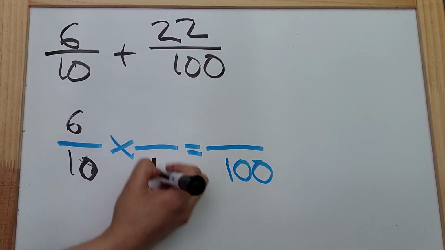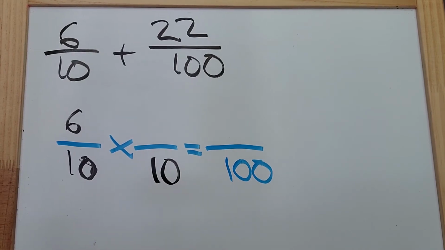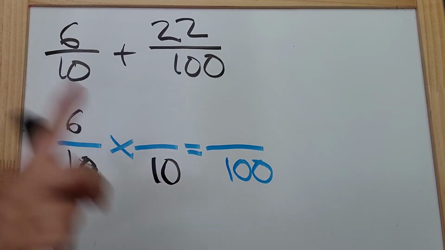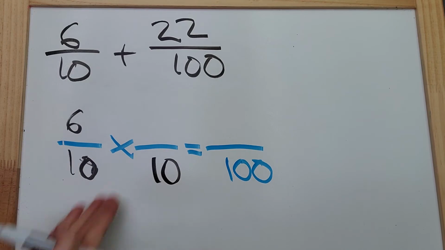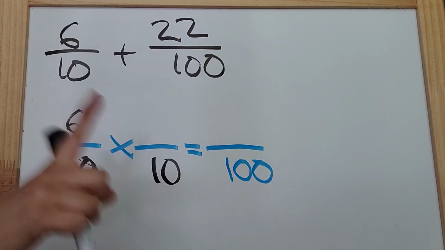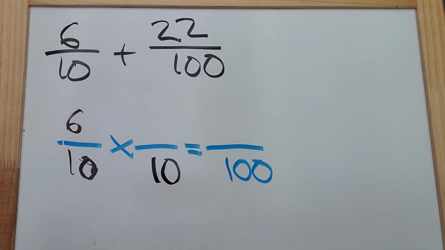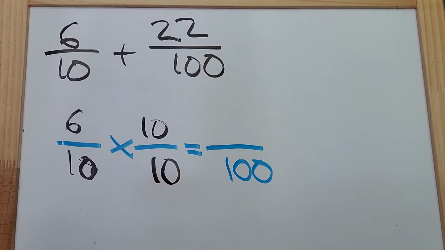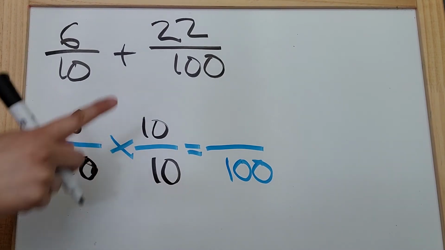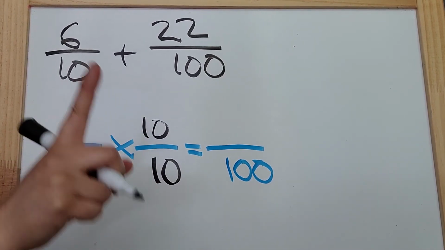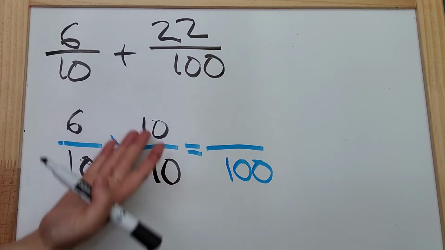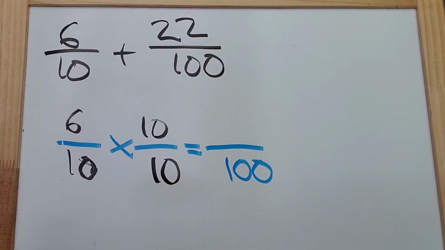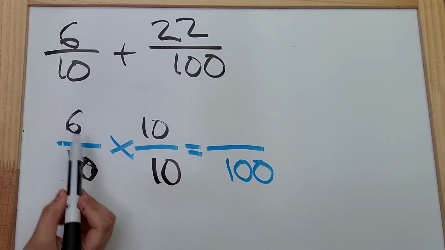Yep, 10 times 10. Now, remember, any number multiplied times 1 is the same. We're not changing the value of this fraction. So we also have to put 10 on the numerator, because 10 divided by 10 equals 1. That is why we're multiplying by 10 over 10. So 10 tenths.